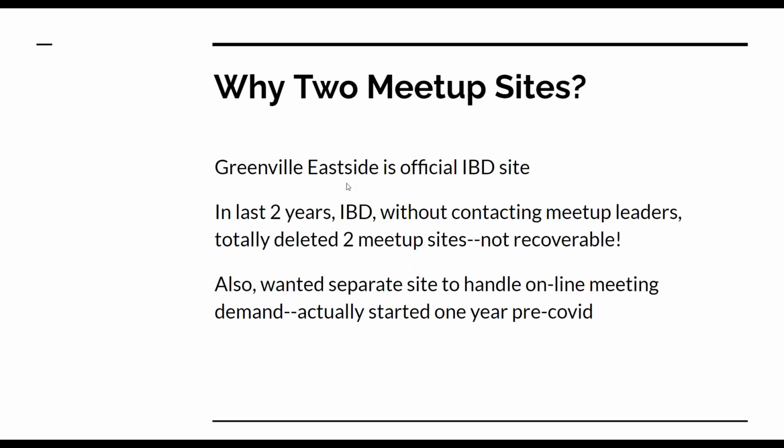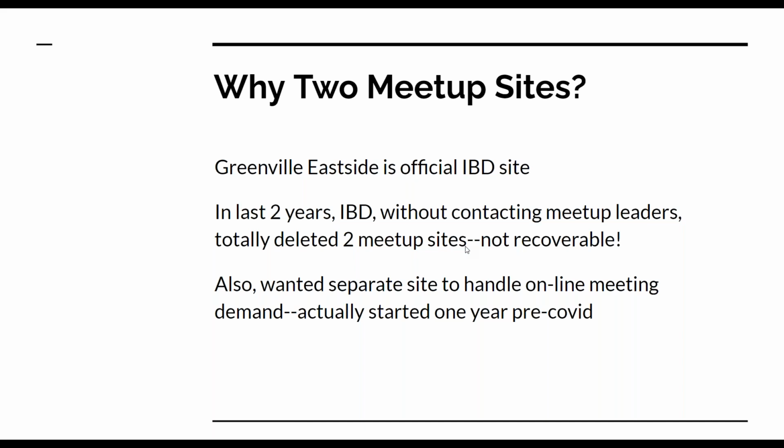So why are there 2? The Eastside one's the official one. I have several reasons that I wanted to have my own and control it, which is the Stockyard. One reason is that in the last 2 years, IBD, without ever contacting the meetup leaders, totally deleted 2 meetup sites because they control them and they pay for it. So it's not recoverable. The leaders couldn't contact the members. IBD thought they weren't meeting enough or something. And so I don't want that to happen. So that's one reason I have a separate site.